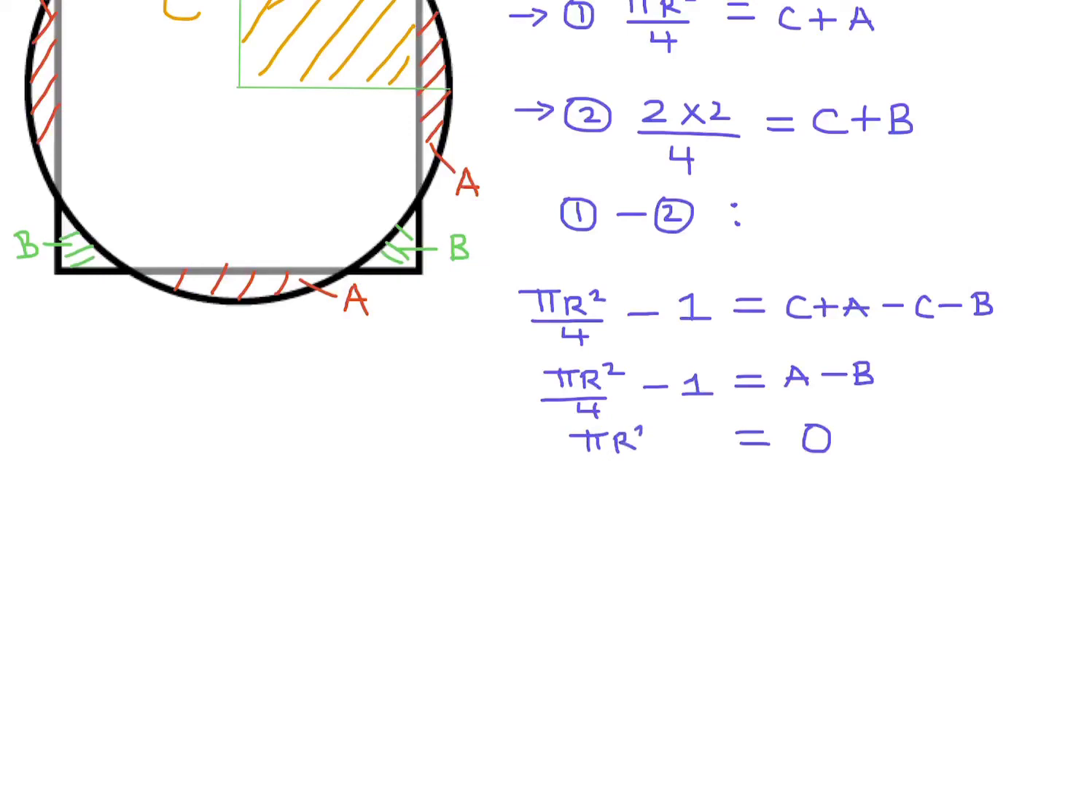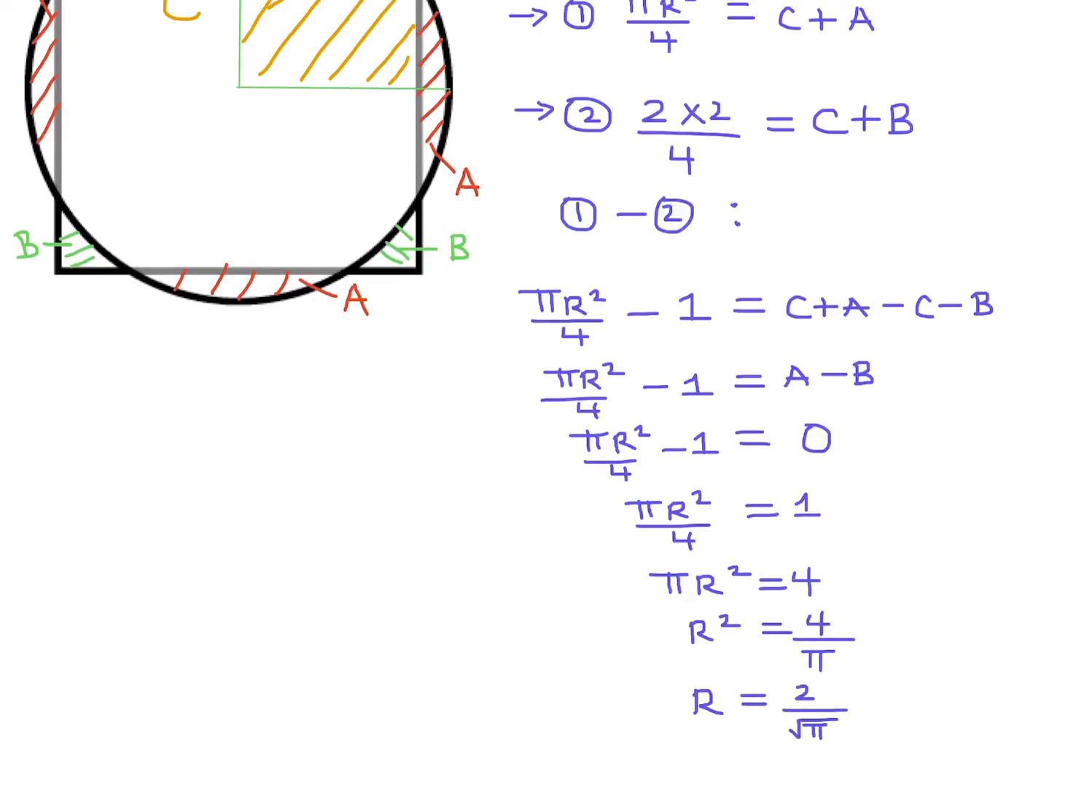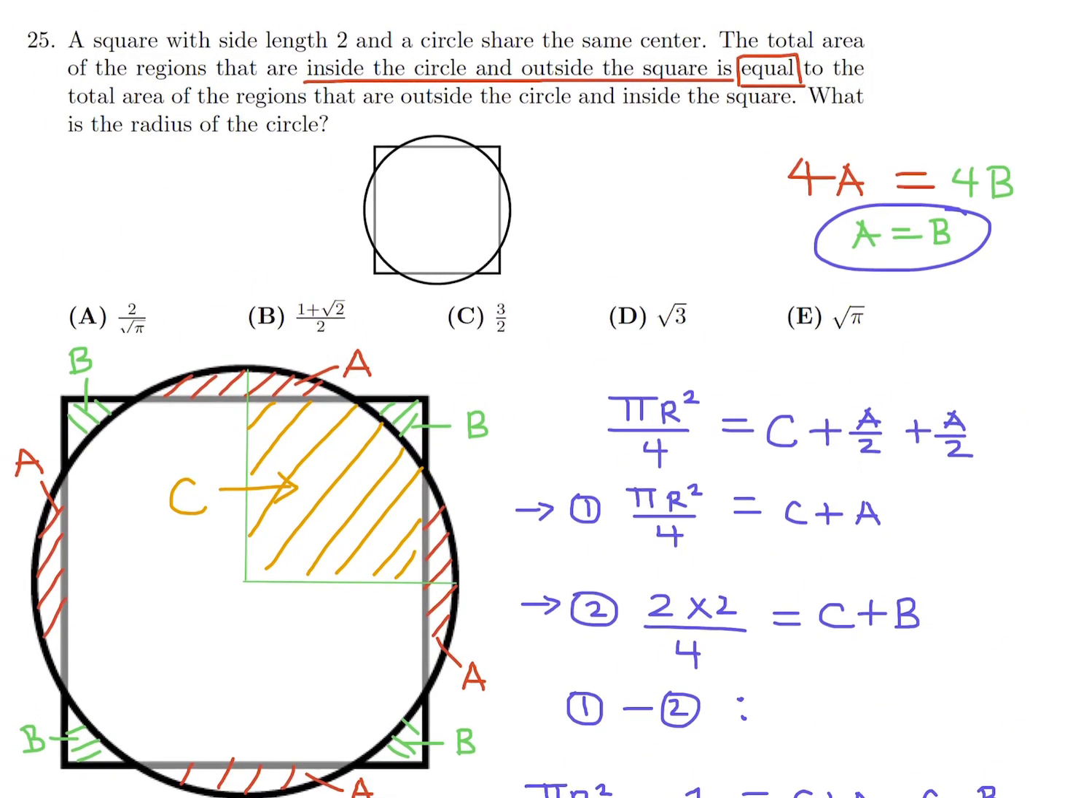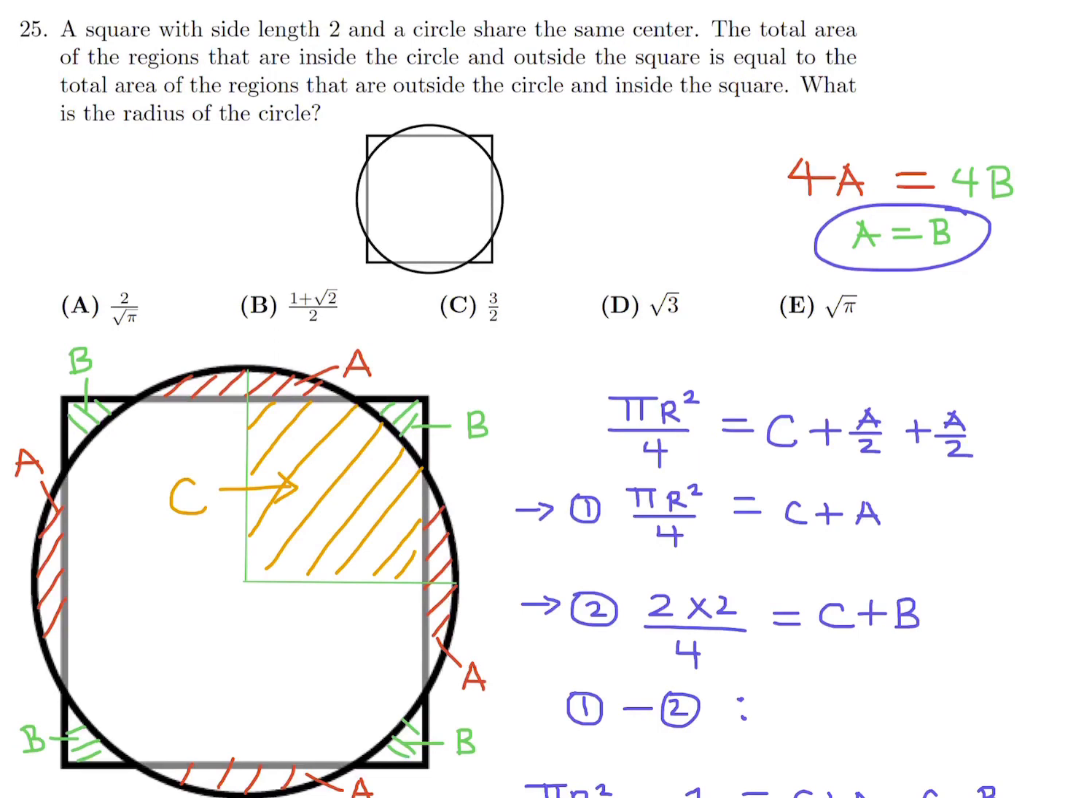So we get pi r squared over 4 minus 1 is equal to 0. Put the 1 on the other side, and then therefore pi r squared will be equal to 4, and therefore r squared is equal to 4 over pi. And finally, r would be the square root of that, which is 2 over the square root of pi. 2 over the square root of pi is choice for number 25, choice A, 2 over the square root of pi.